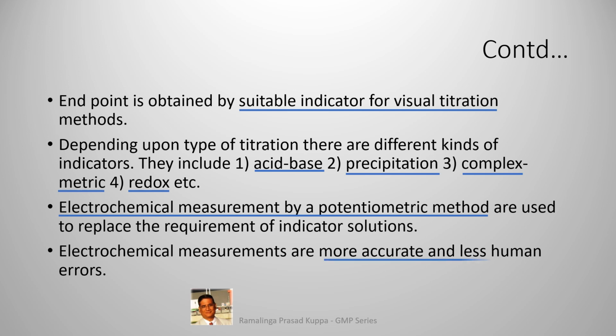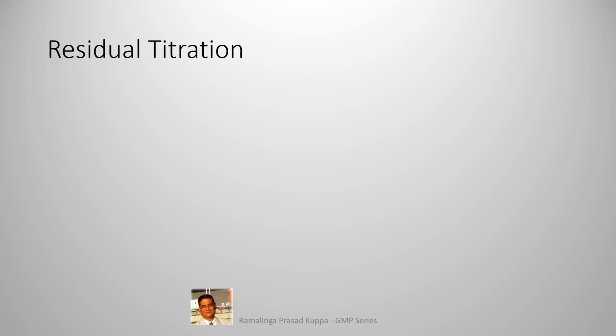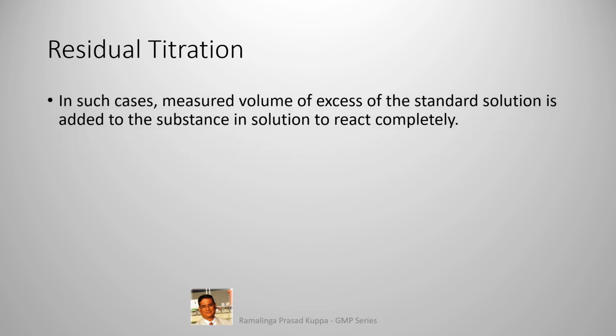Electrochemical measurements are more accurate and involve fewer human errors. Let us see what a residual titration is. In such cases, a measured volume of excess standard solution is added to the substance in solution to react completely. In the direct titration method, the reaction between titrant and the substance to be determined is instant.